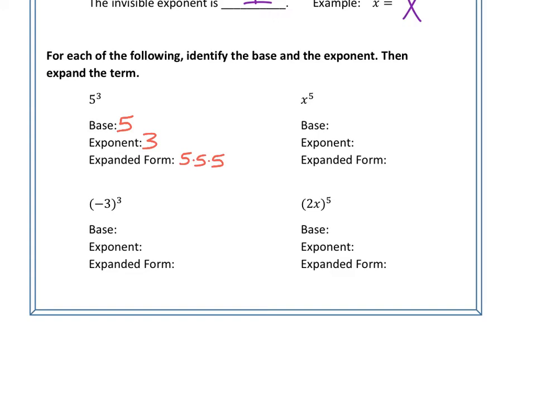5 times 5 is 25, times 5 is 125. If you don't know how to do that, you go to your calculator, and you either type 5 times 5 times 5, because it's 5 three times, or you use the exponents to do it.